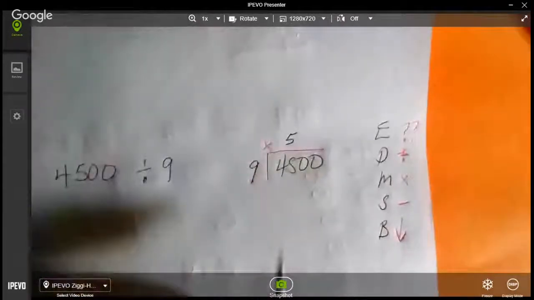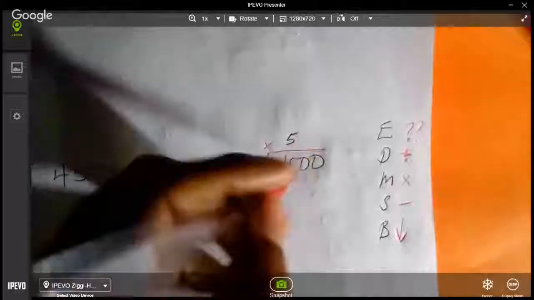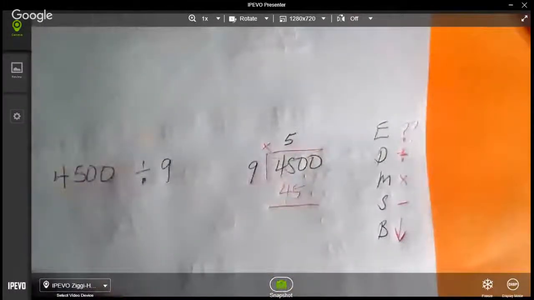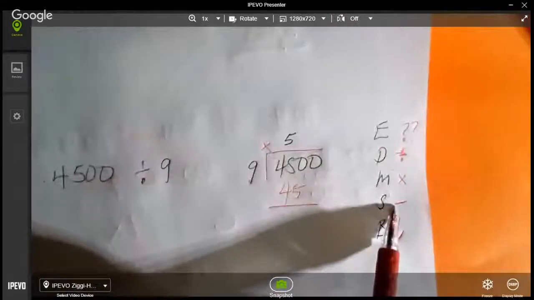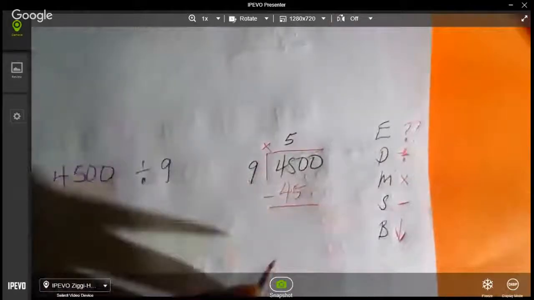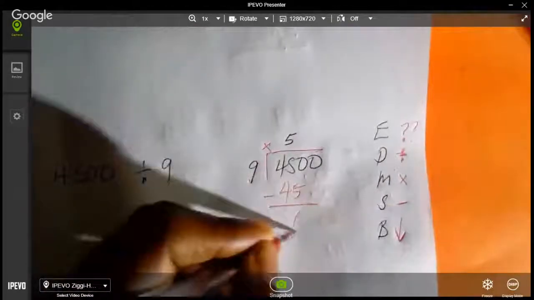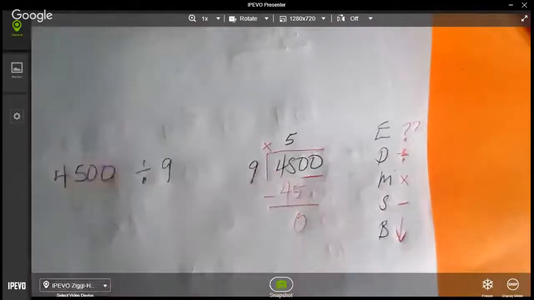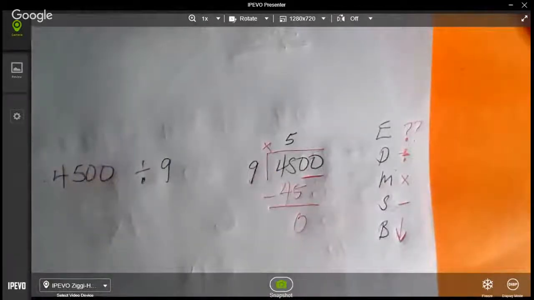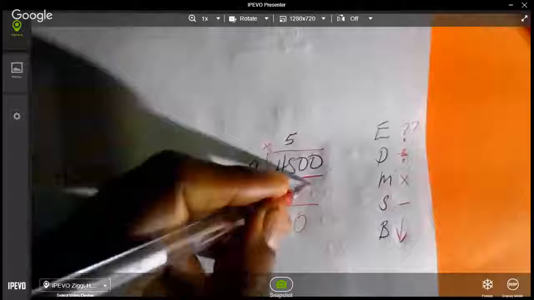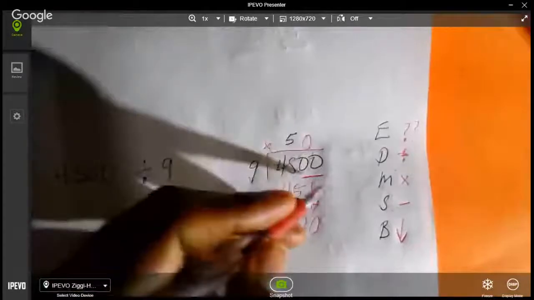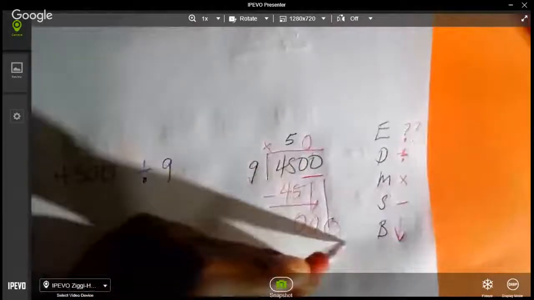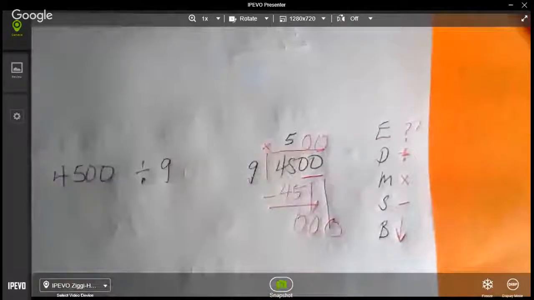5 times the 9 would give us what? 45, sir. Okay, and what do we do now? After we divide, we multiply. Then we do what? Subtract. 45 from 45 leaves me with what? 0, sir. What do I do with these two zeros that are there now? Sir, bring them down, sir. Yes, we can bring them down. 9 into this 0, 0. Bring down this 0. 9 into this 0. Our answer is 500.